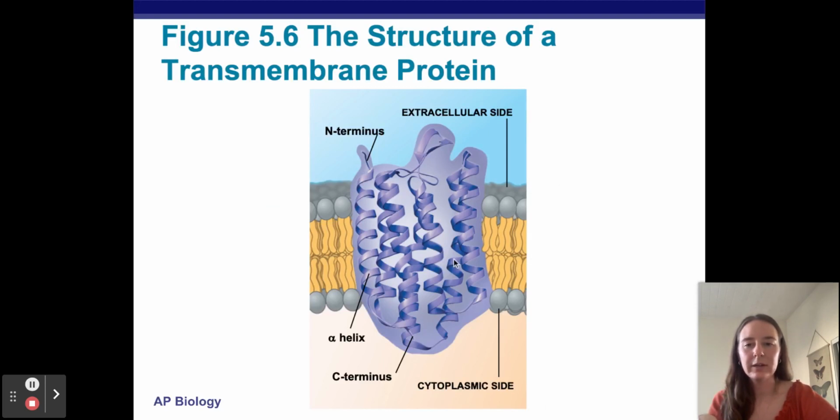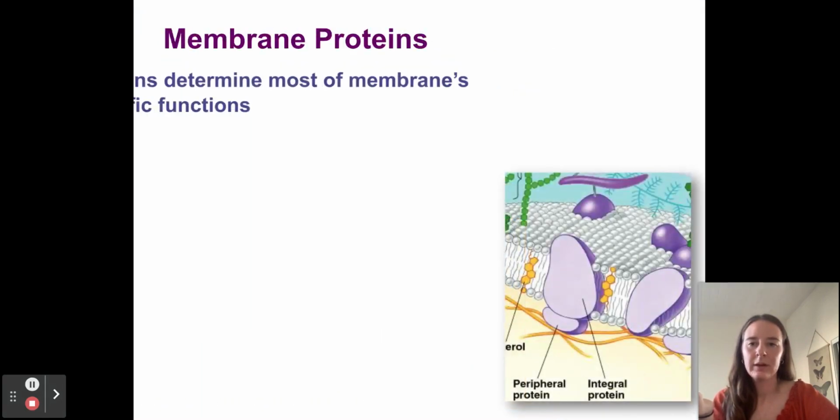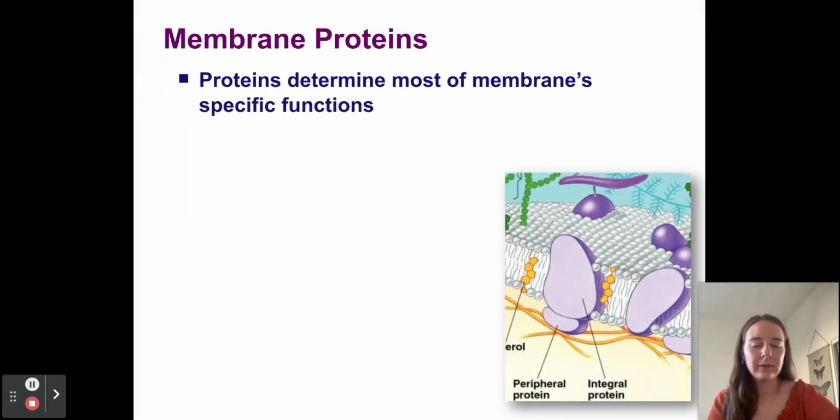Okay, so here's another picture of our amino acids wound up in alpha helices, with the hydrophobic region within the lipid membrane and the hydrophilic regions inside the cell and outside the cell in the watery spaces.